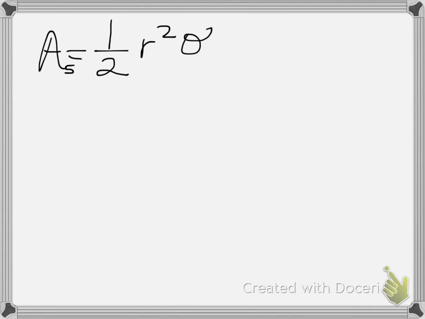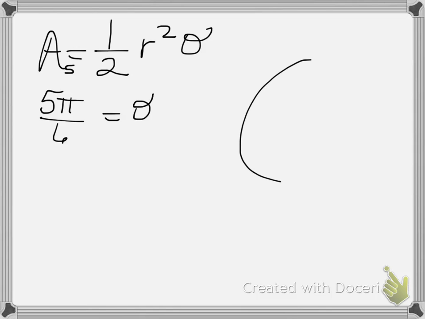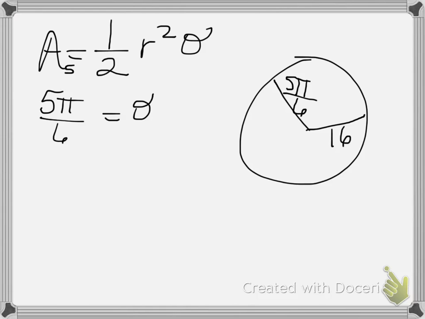Alright, well let's look at our last example. Example 5. It says find the area of a sector with the central angle measure of 5 pi over 6 radians. It says central angle measure, so that has to be our theta. If I was going to draw a picture of that, it would be a circle, and 5 pi over 6 is going to be our central angle. And they told us the radius is 16 centimeters, and they want us to find the area of the sector and round it to the nearest tenth.